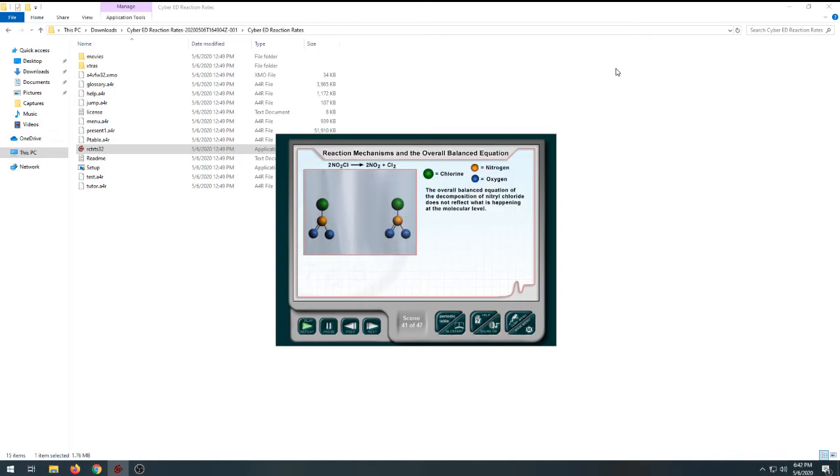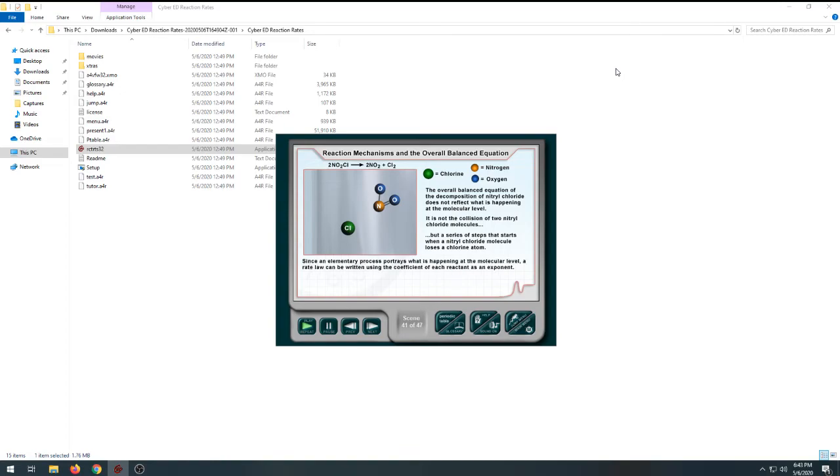As you learned in the previous scene, the overall balanced equation of the decomposition of nitrile chloride does not reflect what is happening at the molecular level during the reaction. At the molecular level, it is not the collision of two nitrile chloride molecules that causes the reaction, which it might seem from the overall equation, but a series of steps that starts when a nitrile chloride molecule loses its chlorine atom. In contrast to the overall equation, each elementary process in a reaction mechanism is an attempt to reflect what happens at the molecular level.